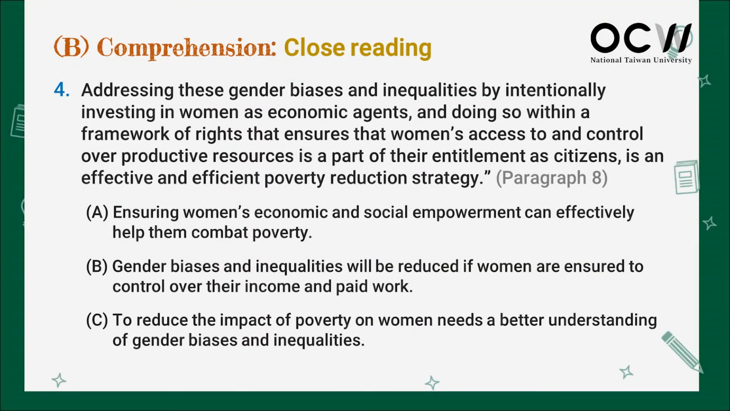So in this segment, we're probably going to be looking at the keyword rights. What kind of rights should women in poverty have? That is an effective and efficient poverty reduction strategy from the government or from welfare agencies. In this case, based on the key information, we can see that the best option should be option A, that these actors need to ensure women's economic and social empowerment can effectively help them to combat poverty. Did you get it right? Lovely. We're going to move on.